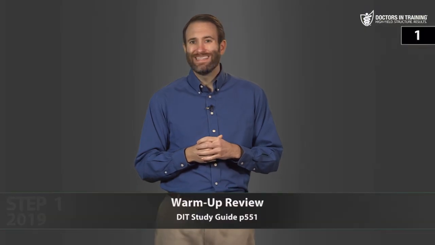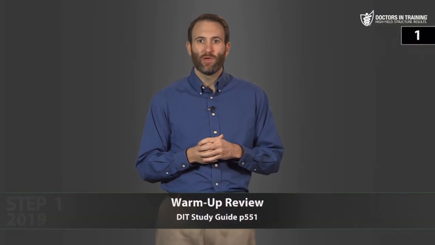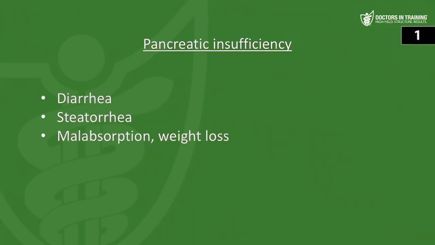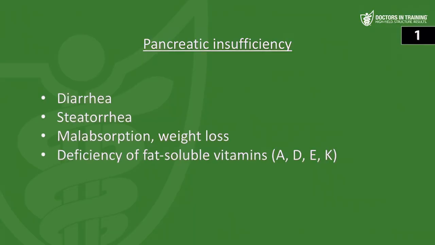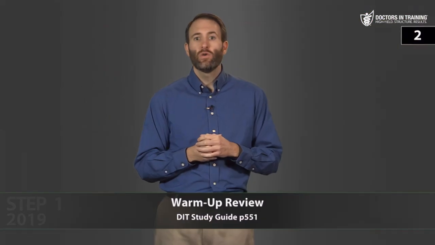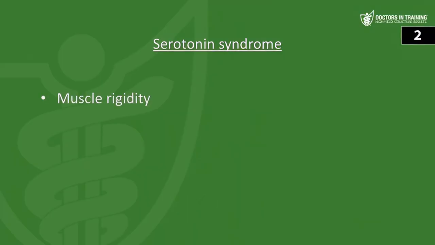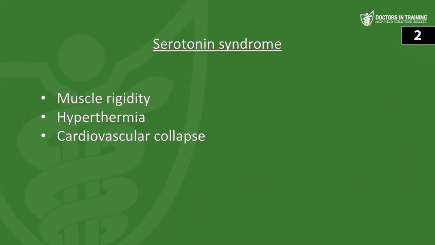It's time for the 3-question one for Biochem 12. Let's get going. What is the typical presentation of a patient with pancreatic insufficiency? So you might see diarrhea, steatorrhea, malabsorption and weight loss, and deficiency of the fat-soluble vitamins, so A, D, E, and K. Next, what are the symptoms of serotonin syndrome? So you're going to see muscle rigidity, hyperthermia, and cardiovascular collapse due to autonomic instability.